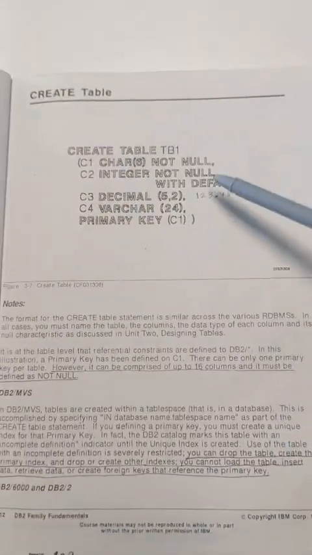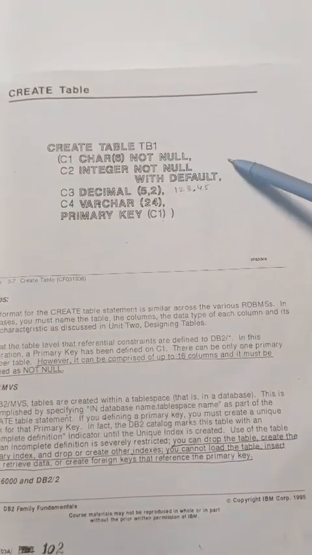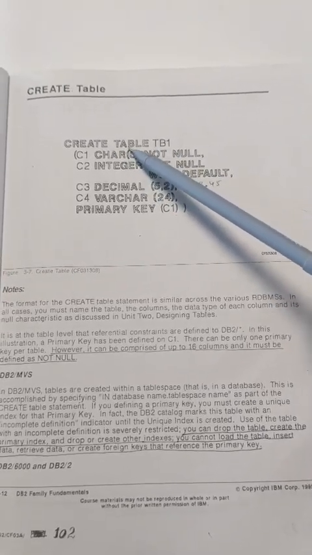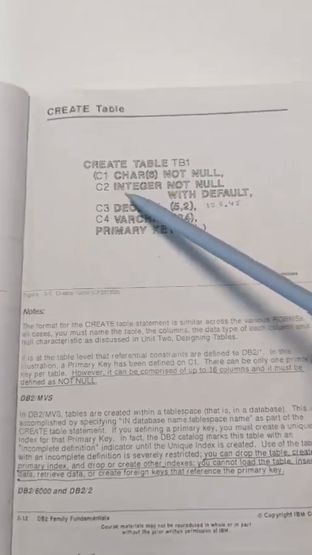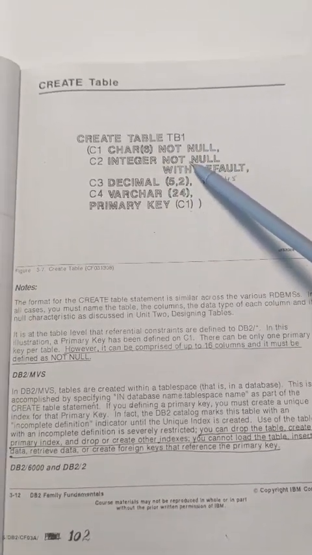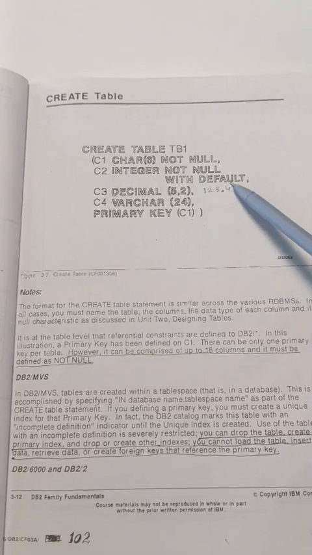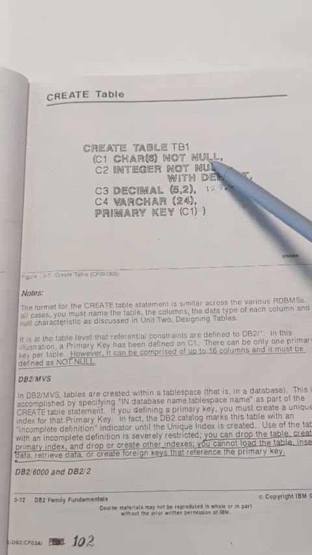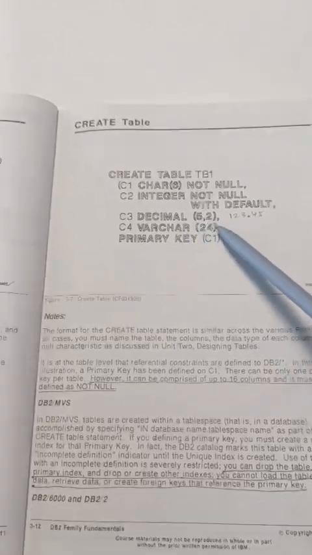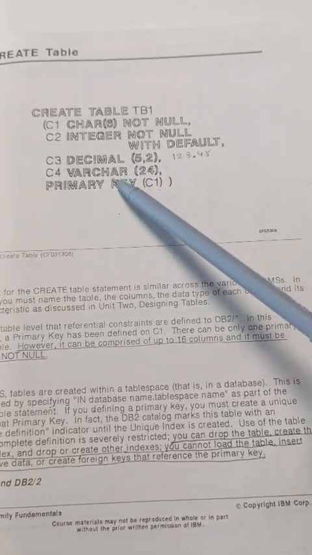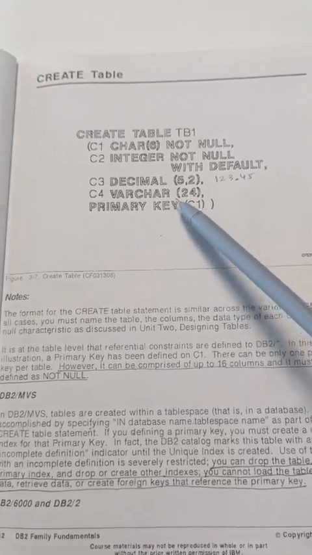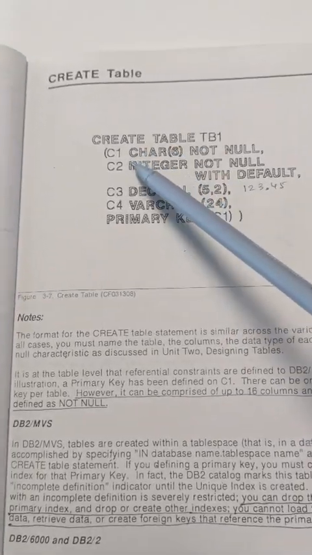And this is a sample syntax for the create table. You can see the create table name here, the column names, corresponding data types, and the clauses. In the previous session we discussed what NOT NULL is, what happens for character NOT NULL, and what happens for NOT NULL WITH DEFAULT, then the decimal field and a VARCHAR field, and here they define a primary key. How to define the primary key here? PRIMARY KEY of the column name, where C1 is the primary key here.